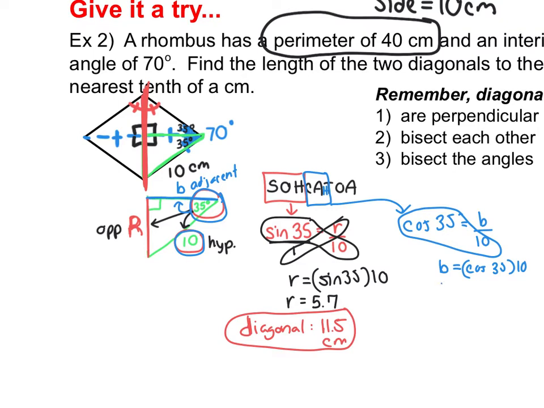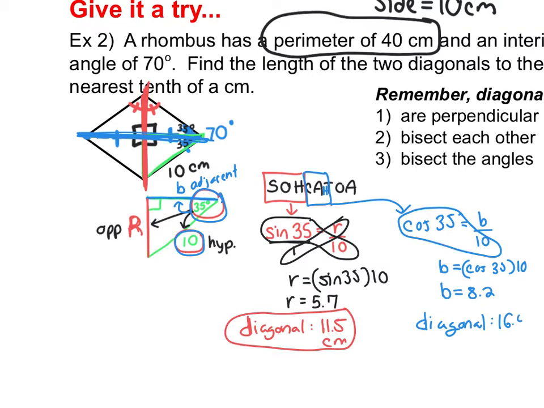Okay, now remember that this is half of that diagonal, so I'm going to need to double that to find the full diagonal. Again, you'll notice that I'm trying to use everything in my calculator, so I'm not rounding until the end. So if I multiply by 2, I get about 16.4 for the second diagonal.